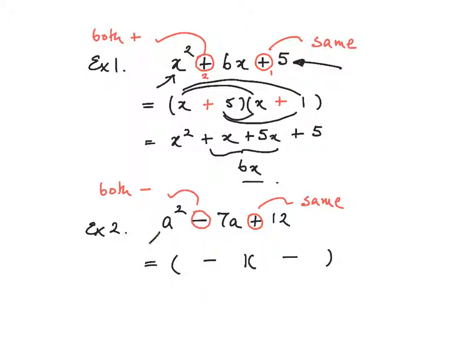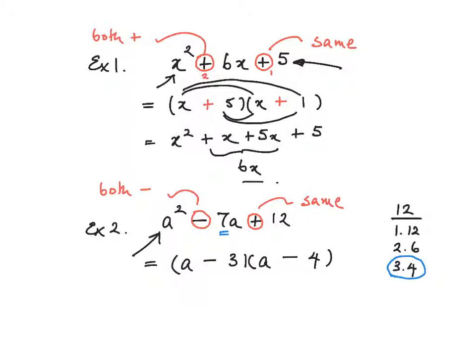What times itself gives us a squared? It's going to be a and a. 12 is not a prime number. So we've got a list of factors. 1 times 12 is 12, 2 times 6 is 12, and 3 times 4 is 12. We want the pair of factors that will multiply together to give 12 and add to give this 7 in the middle. And of course, the two numbers that will add together to give us 7 are 3 and 4.